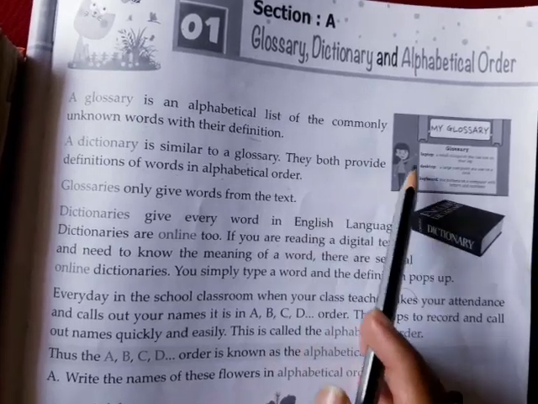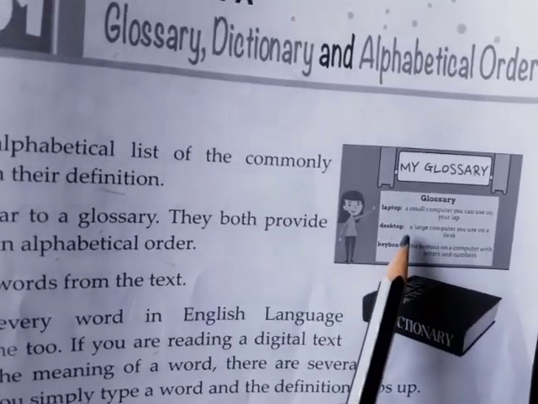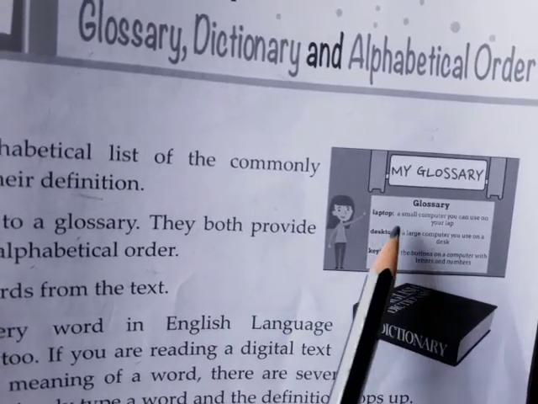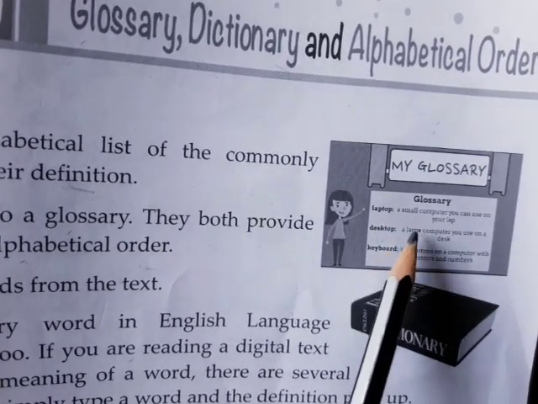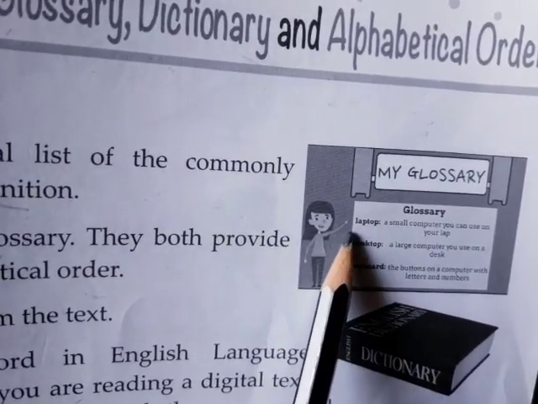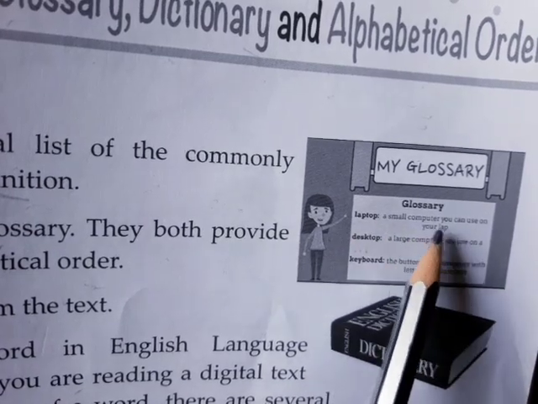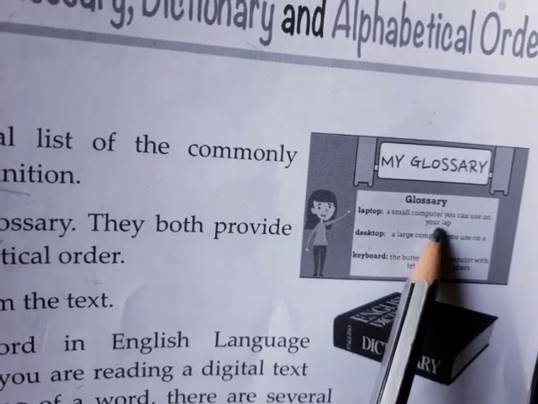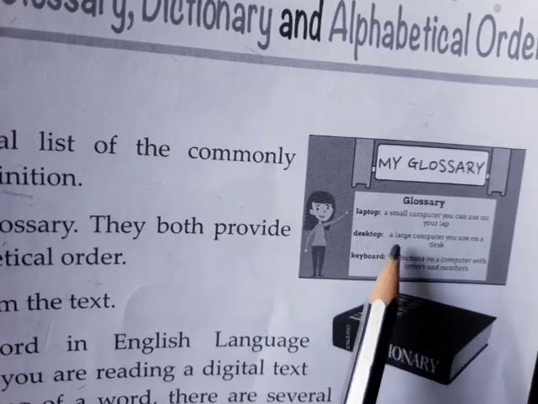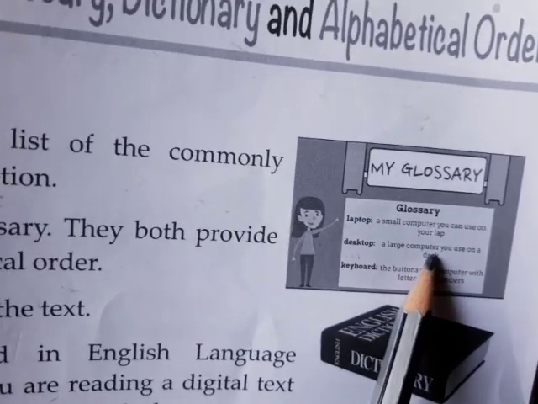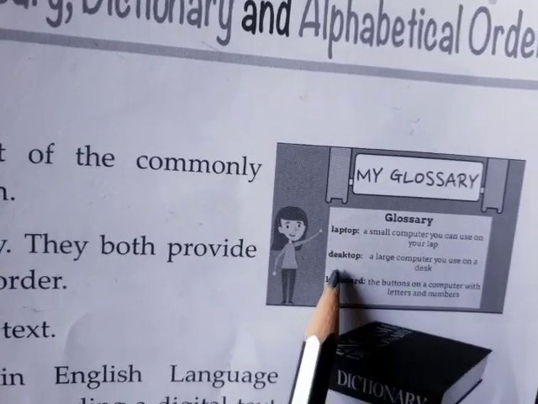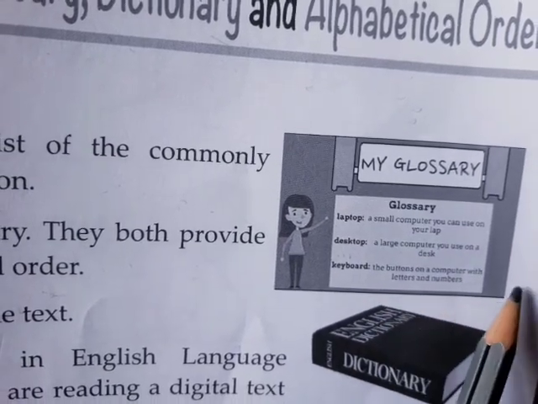You can see the example is also given at the corner. You see, my glossary, the heading is given, and under it some words are given, like laptop. What is the meaning of laptop? The definition is given here: a small computer you can use on your lap. Similarly, desktop: a large computer you use on a desk. And then keyboard: the buttons on a computer with letters and numbers.